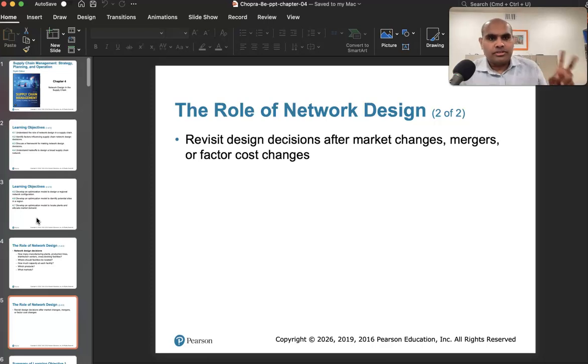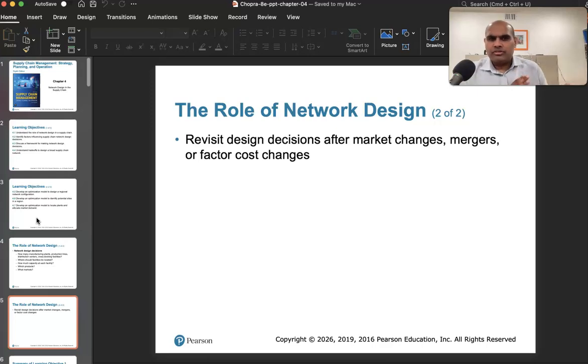Now the other reason, so I said there were two reasons. The second reason to do network design is because you're trying to figure out what to do when your market changes, or if two companies are merging, or the factor cost changes, right? So mergers are a big reason why a lot of companies redesign networks, and that is something that we're going to talk about extensively. I may not get to it this week.